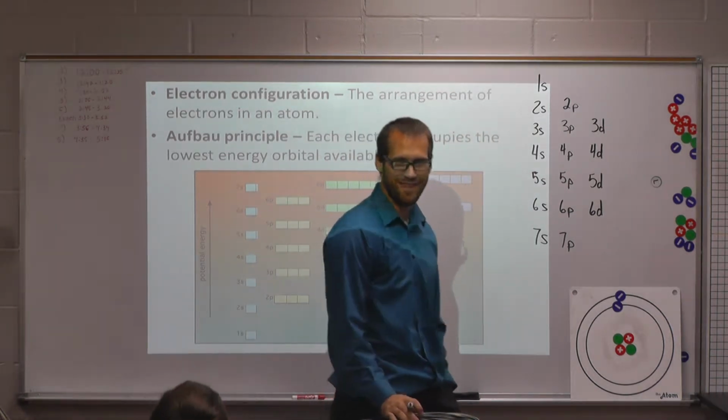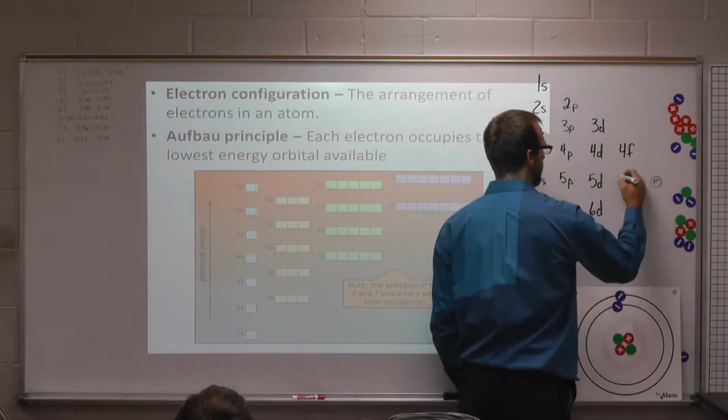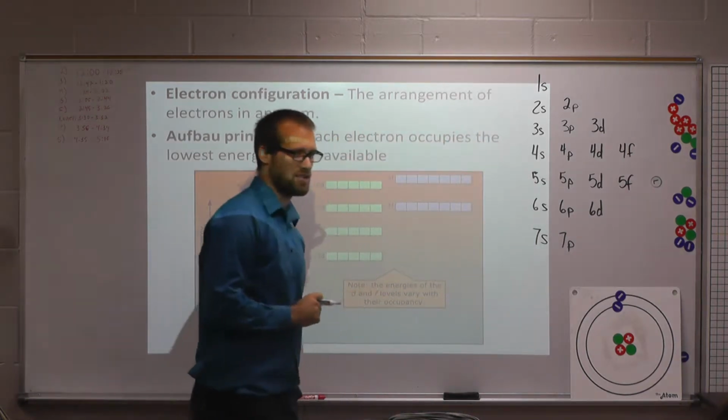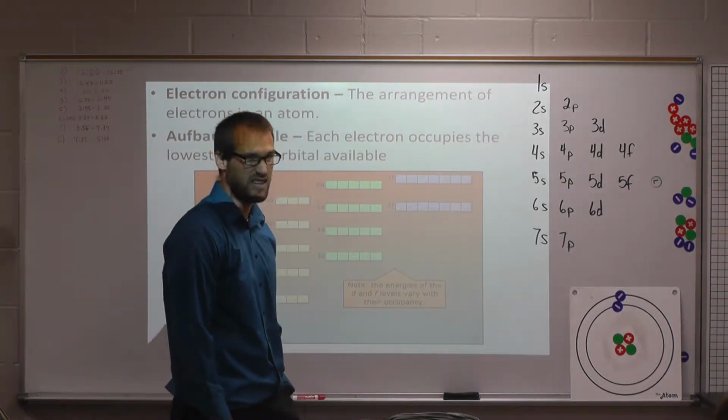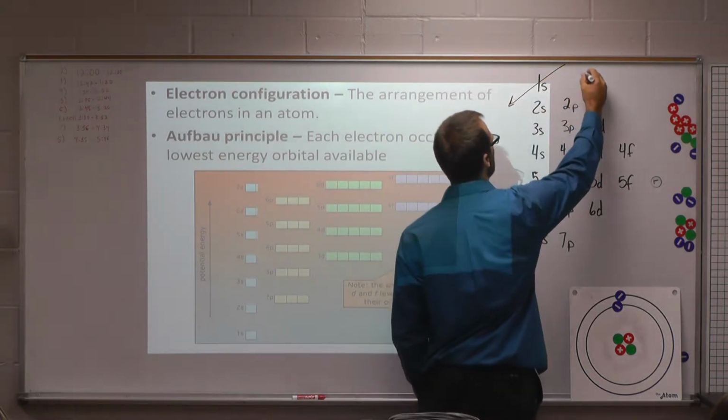I keep forgetting. Where does the F start? 4th and 5th. There it is. So there's only the 4th and 5th. And so I would write that in. Now watch, everyone's eyes, how you do this diagonally. Okay, and you put an arrow through them diagonally.